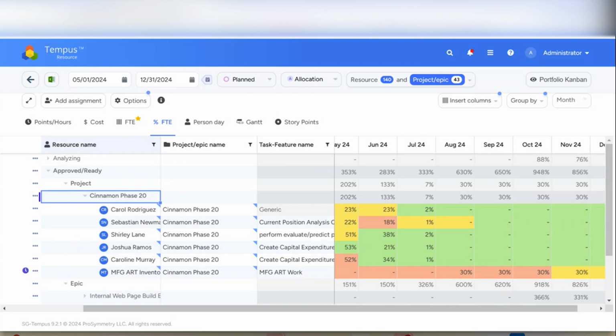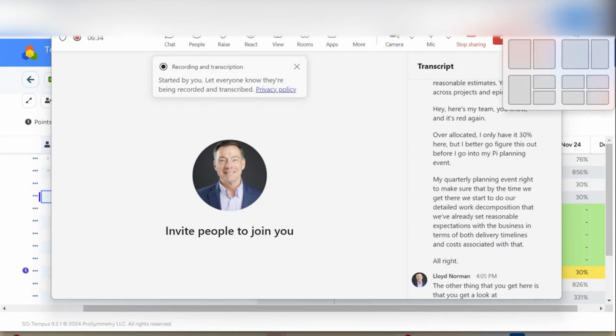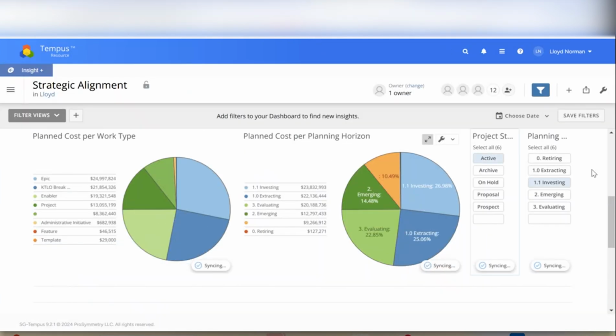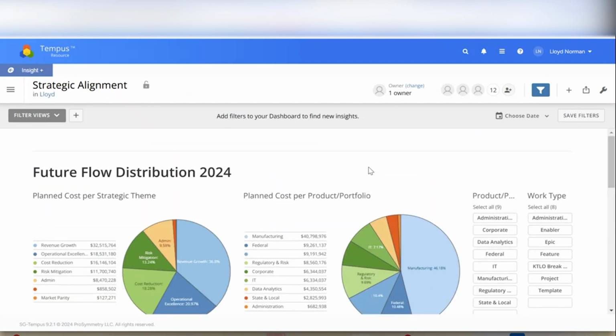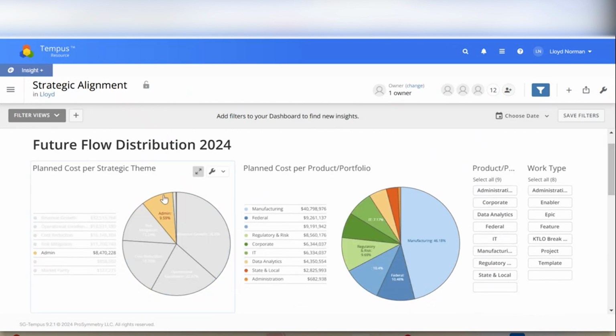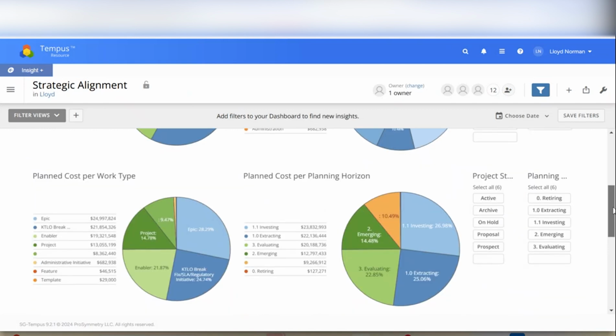All right. The other thing that you get here is that you get a look at flow distribution that's coming in your pipeline. So very easy to see in a nice, clear, executive level kind of presentation, the kind of spending that we've got by strategic theme or perhaps by product or portfolio, planning horizon.